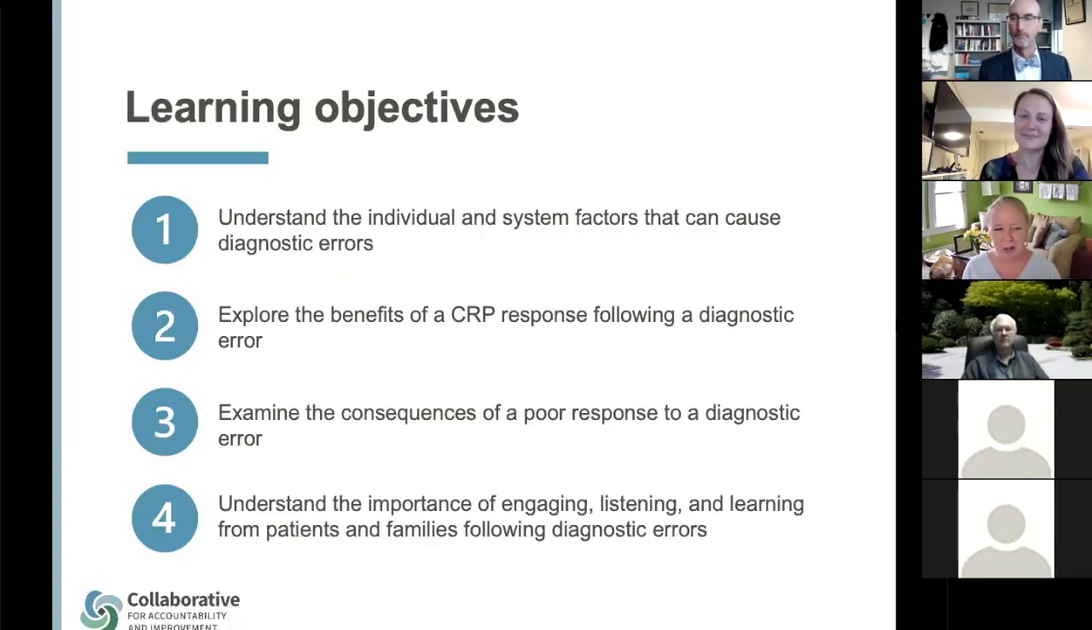Great, thanks so much, Nicole, and thank you to the collaborative. I'm very happy to be with all of you today. I'll start just by walking quickly through our learning objectives, just to understand both the system factors and the individual factors that can lead to diagnostic error, and then to think through the benefits of a CRP response following a diagnostic error. We're also going to, through some lived experience, talk about the consequences of a poor response to diagnostic error, and really understand the importance of engaging with, listening to, and learning from patients and families following diagnostic errors.